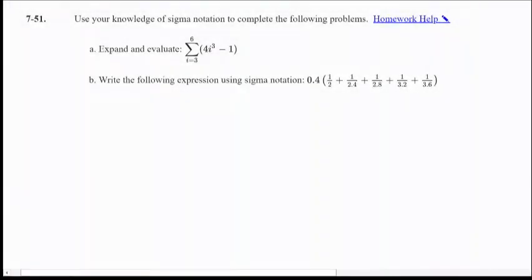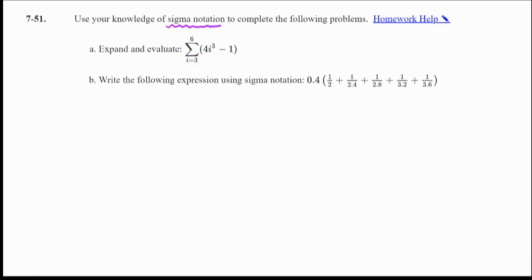Here we're taking a look back at sigma notation, and we're going to use that to complete some of the information. So sigma notation, if you remember, we have this expression here, 4i cubed minus 1. And what sigma notation means is we're going to plug in this number first, and then we're going to plug in every number after that, every whole number after that, up until this number at the top.